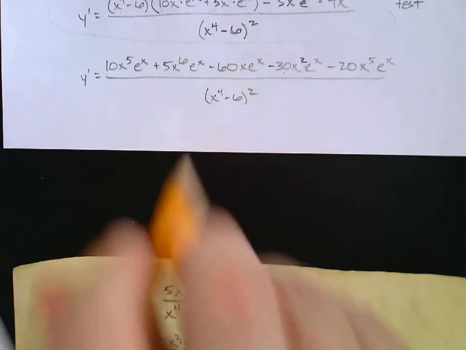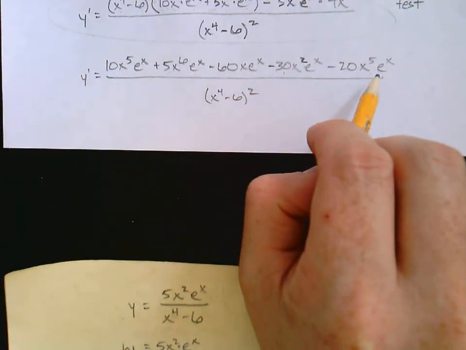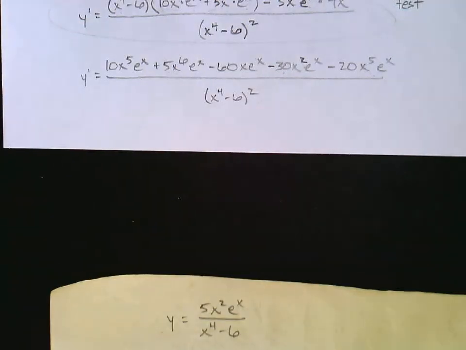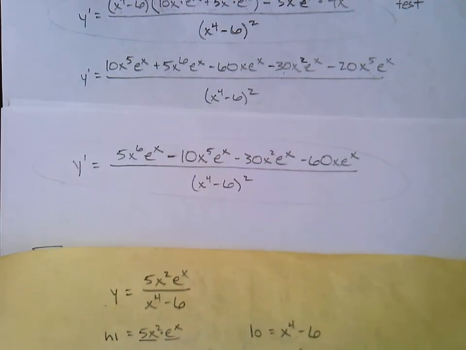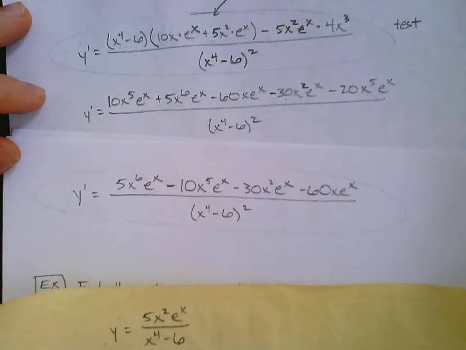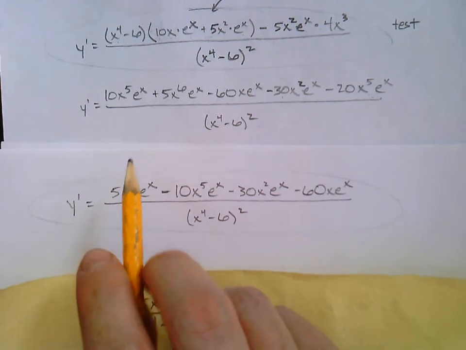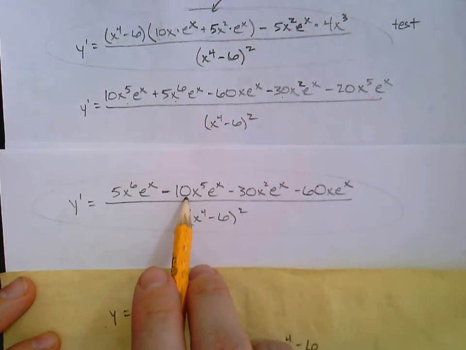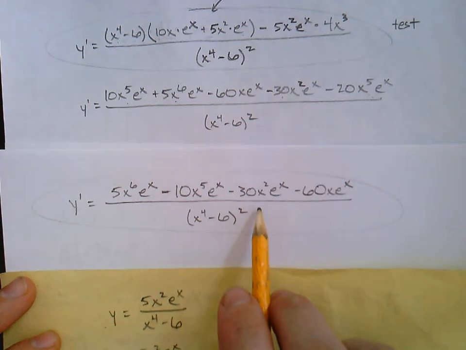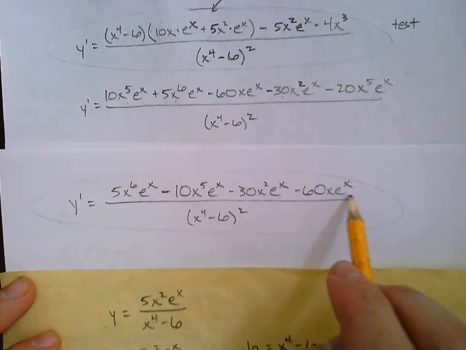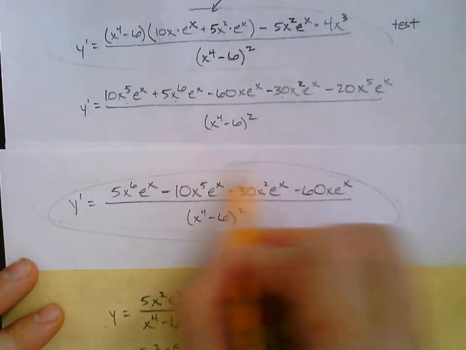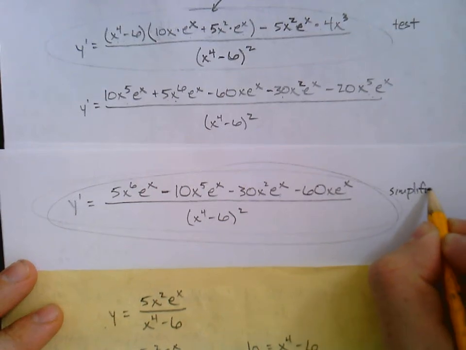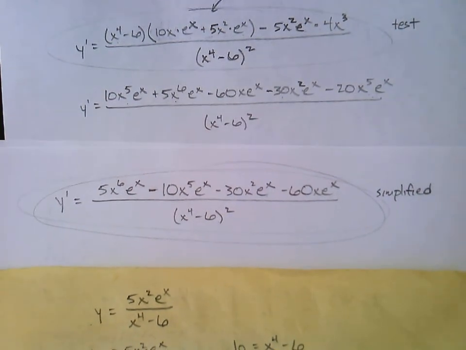And then from there, there's just a little bit left you can do. We notice that's an x to the fifth e to the x, and so is this. None of the other ones are going to combine, and so in this case, our final answer is here. Usually you put the highest power of x first, so 5x to the sixth e to the x. 10 minus 20 is going to be minus 10x to the fifth e to the x. Then we'll go with the minus 30x squared e to the x, and finally the minus 60x e to the x, all over that same denominator. So here's our simplified version. Okay. That is a beast.